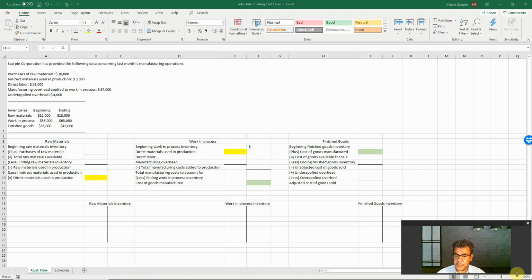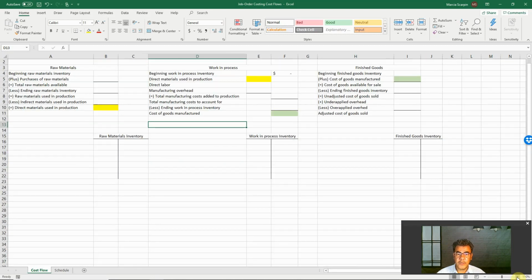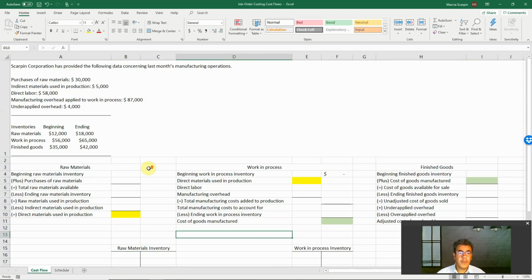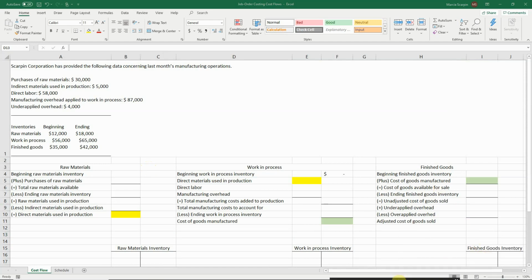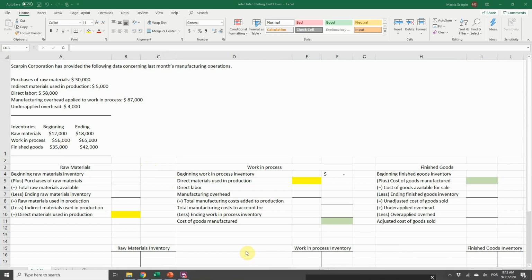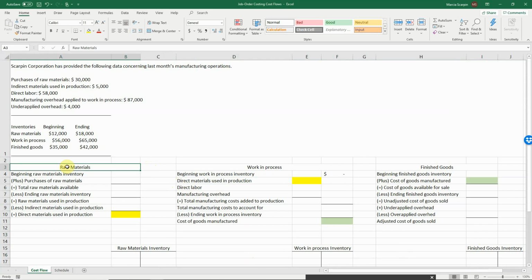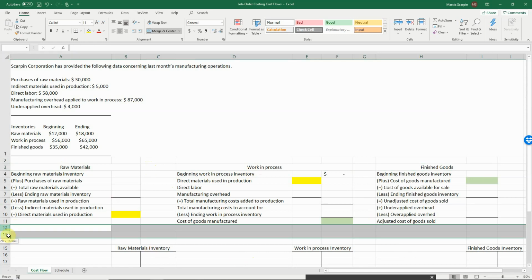Okay, let me put some zoom here. Okay, and we will be good. So let me go down here, my screen. You will not be looking at me now. So we have two ways to do that. The first one is using tables. So one table for raw materials, one table for work in process, and one table for finished goods. Or the T accounts. We will be working with the T accounts too. But first of all, tables.